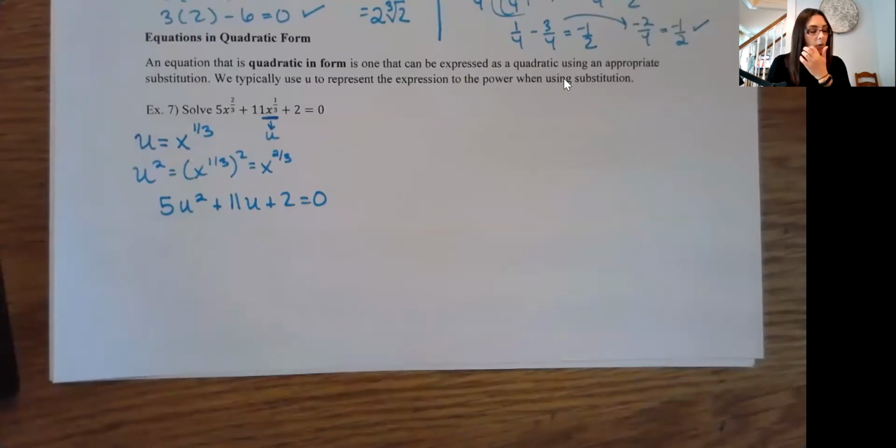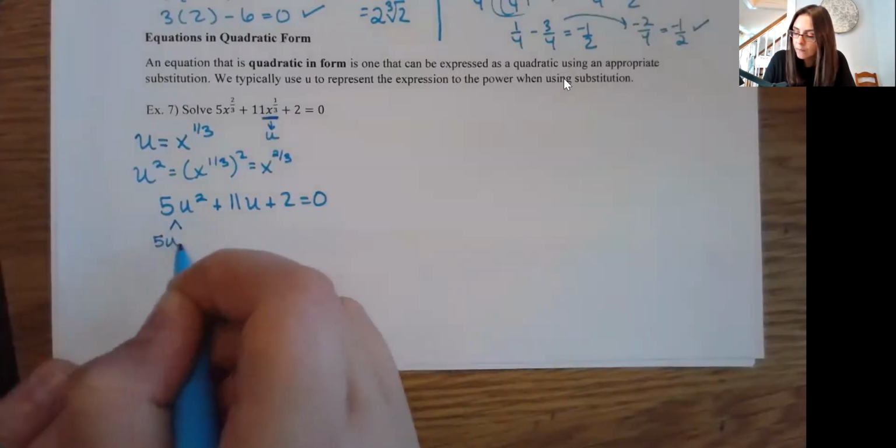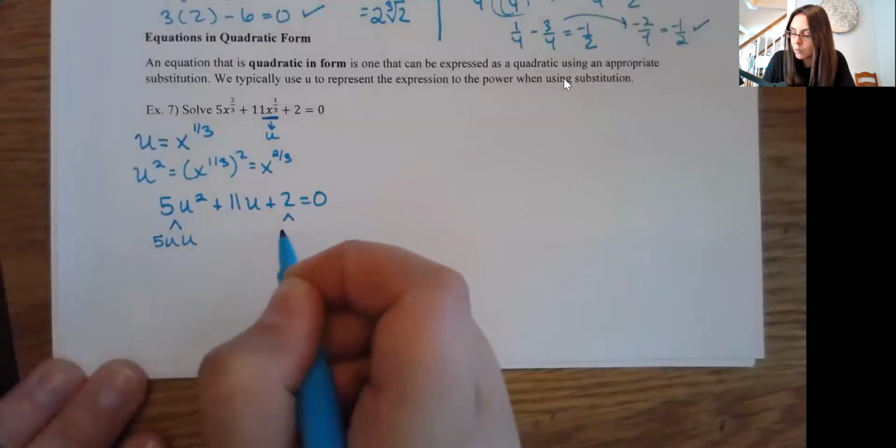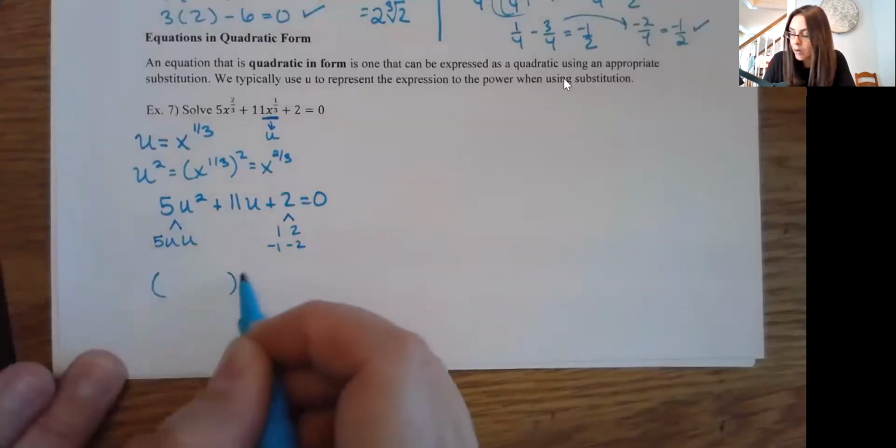All right. So here, again, look at it and say, okay, how can I solve this? This one actually is factorable, so I'm going to factor it. But if you get stuck on factoring, you can always use the quadratic formula. So for here, my possibilities are 5u and u. And then here for +2, it's either 1 and 2 or -1 and -2. So I don't have too many options for the trial and error method.